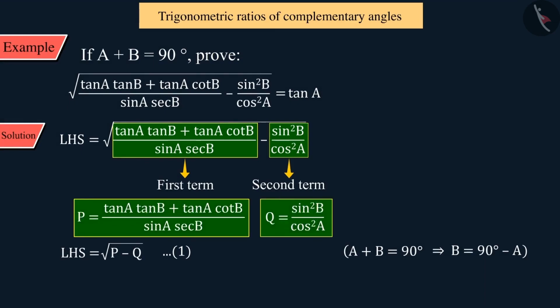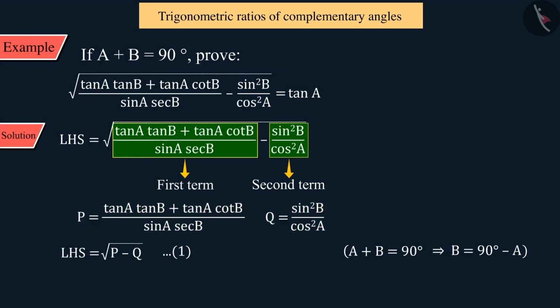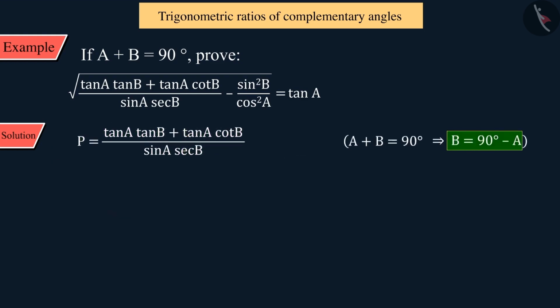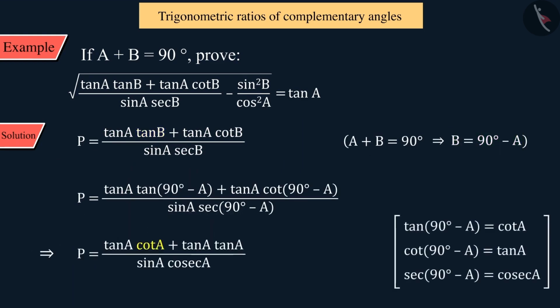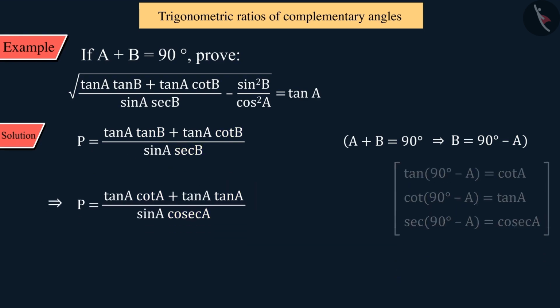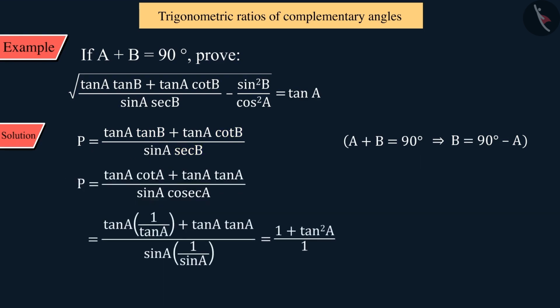Let us first simplify these two terms separately and find their values. Let's talk about the first term P. Here, we will substitute the angle B by 90 degrees minus A. This is how we convert tan B into cot A, cot B into tan A, and sec B into cosec A. Now, let's solve them so that we get the value of the first term as 1 plus tan squared A. We will express this as equation 2.